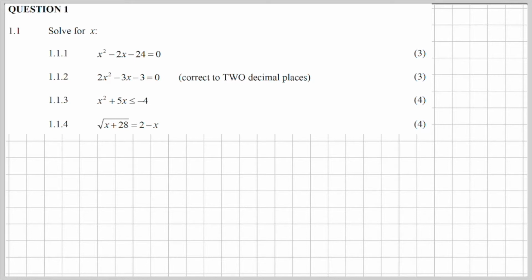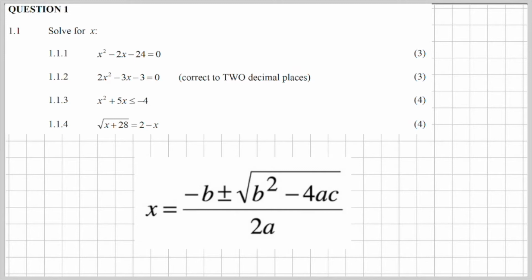So let's look at the only formula that I am going to look at. The only formula I'm going to look at is this one, the quadratic formula. It's the only one on your formula sheet that I'm going to look at for this specific video.